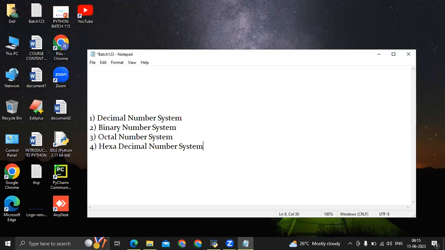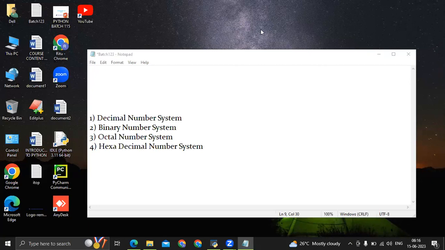Students, when we talk about the decimal number system, this is a default number system. We all know that this is a default number system, and this is understandable by everyone.